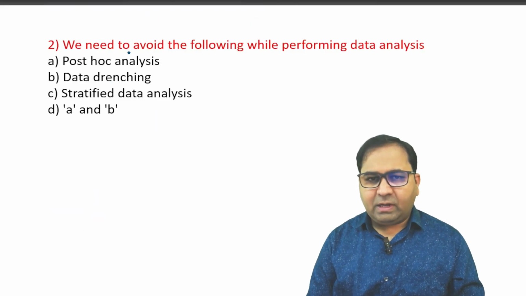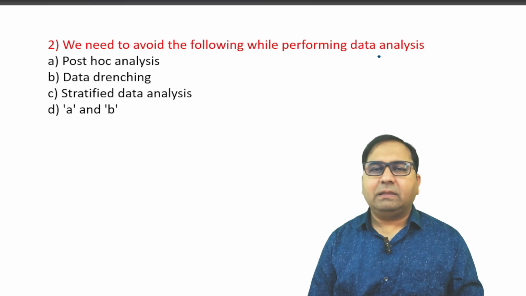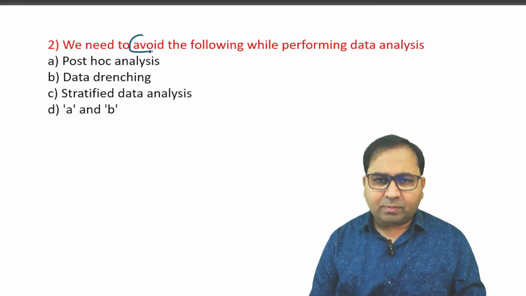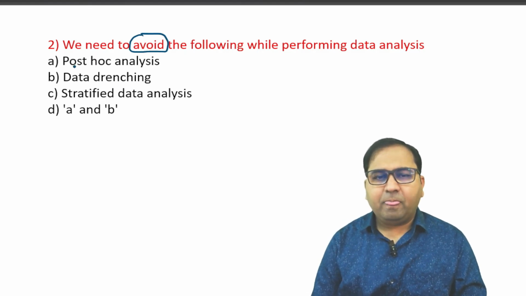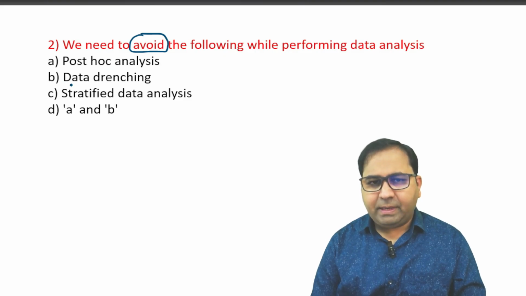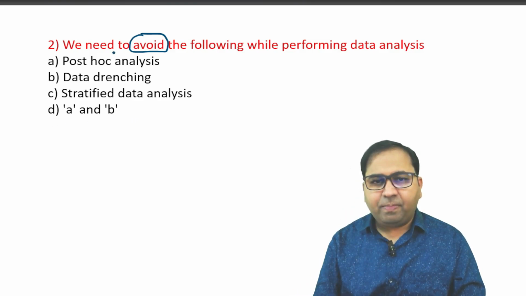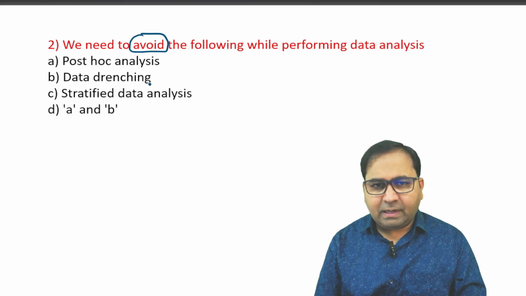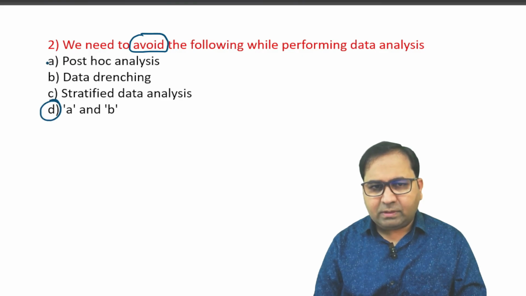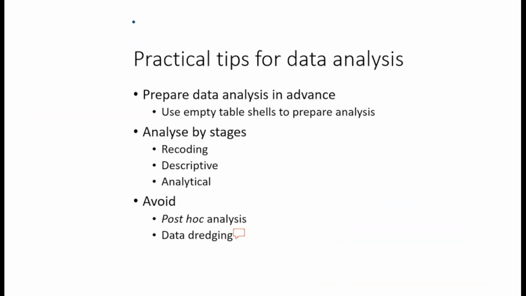Next question, we need to avoid the following while performing data analysis. You are supposed to avoid what? Options are A, post hoc analysis, B, data drenching, or C, stratified data analysis, or D, option A and B. Option A and B means post hoc analysis and data drenching. So what is the answer for this question? The answer is option D, that is both A and B, that is post hoc analysis and data drenching.